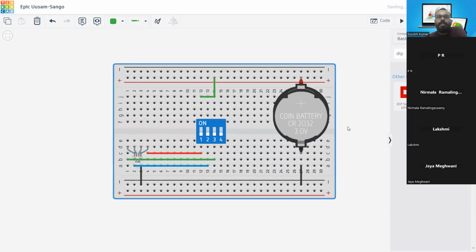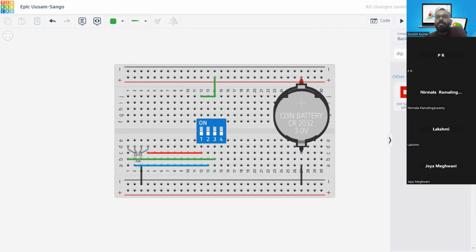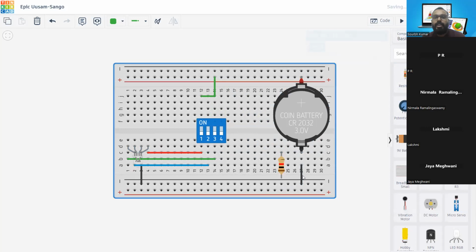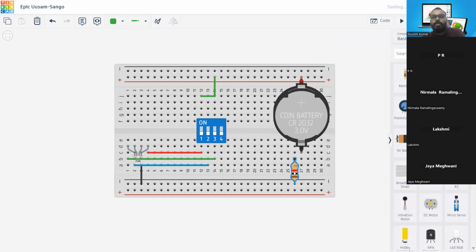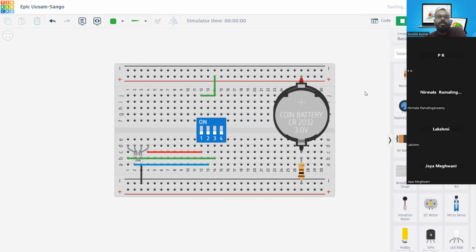So the connection is clear. Let's add one of the basic things, that is the resistor. Otherwise, what will happen? We will burn our circuitry. So I'm just removing this particular green wire, or just let it be. I'm adding the resistor in between here so that it will supply the exact amount of potential we need to run the LED. So I'm changing the value to 100 ohms for now and hitting the start simulation.